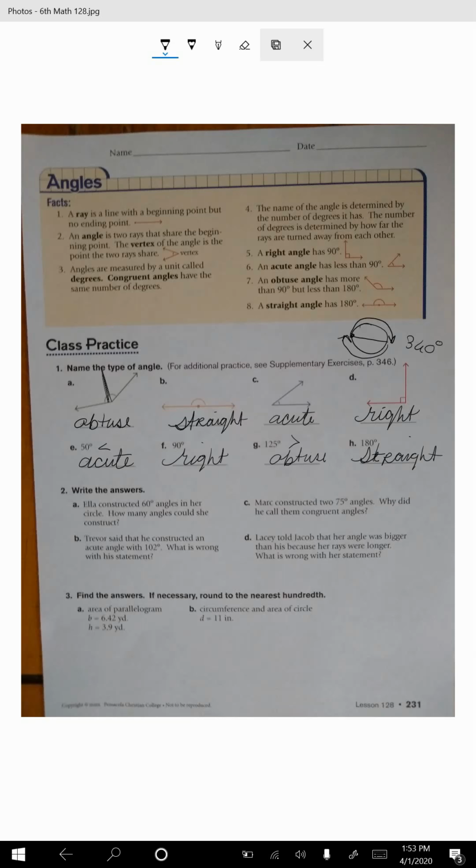All right, answer these questions. Ella constructed 60-degree angles in her circle. How many angles could she construct? So if her angles are 60 degrees, how many degrees is a circle? 360 degrees. Now we can just cross out both of those. 6 into 36. How many angles could she get? Correct. She could get 6 angles.